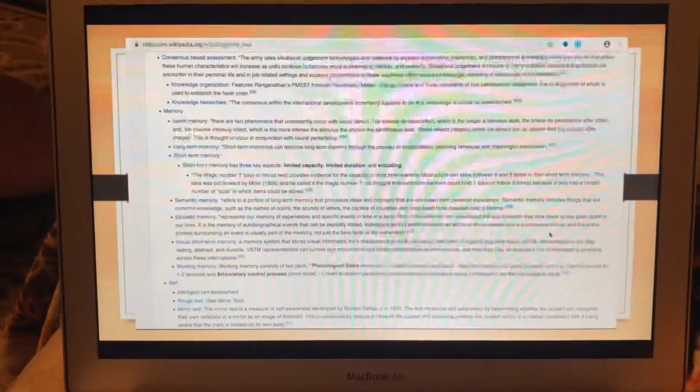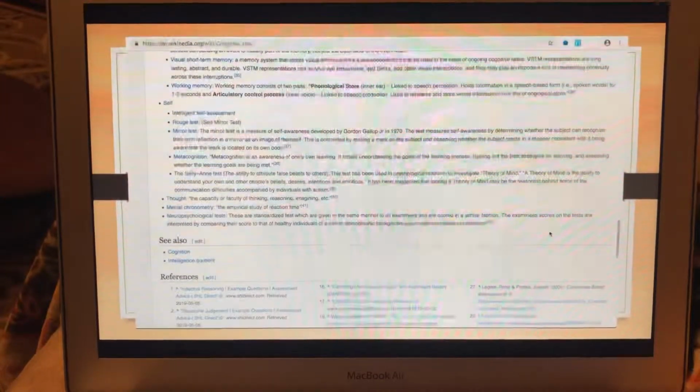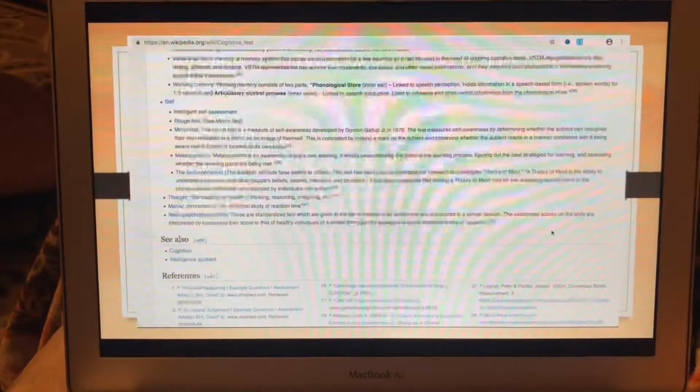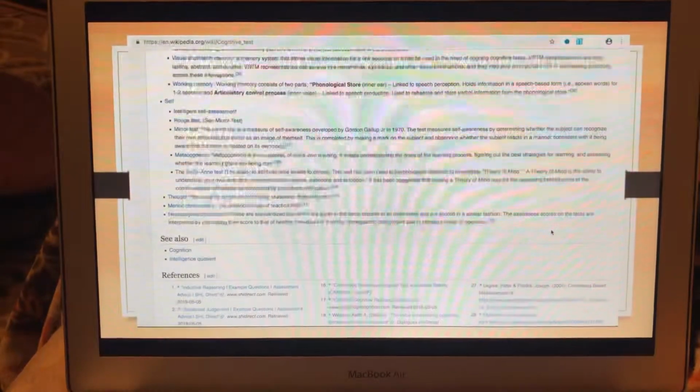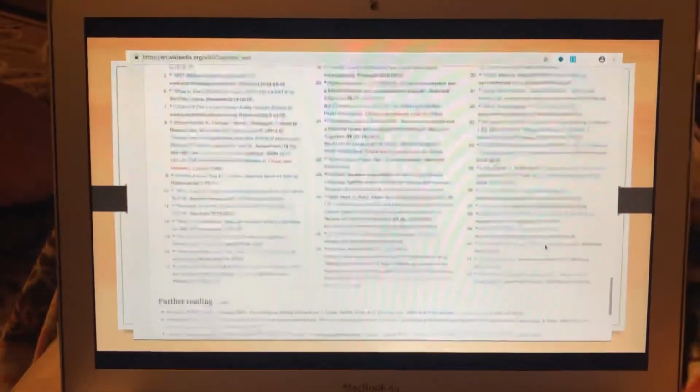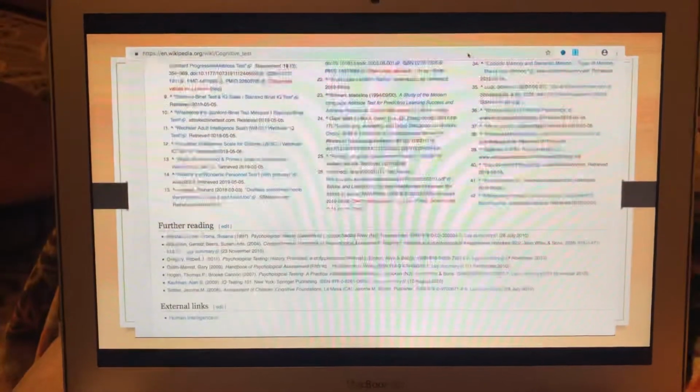Memory is a big part of assessing your cognitive capabilities. Without memory, we really wouldn't be able to do much. And as you can see, some of these tests are so similar that they're considered the same test, like the Rouge test and Mirror test. And here are references for the list that we edited.